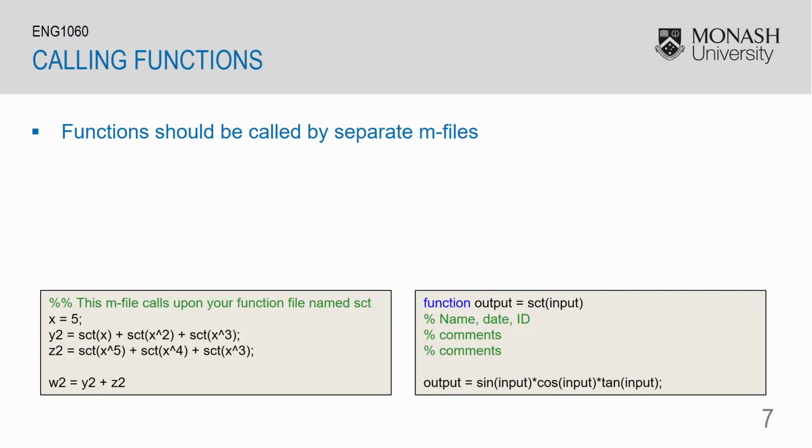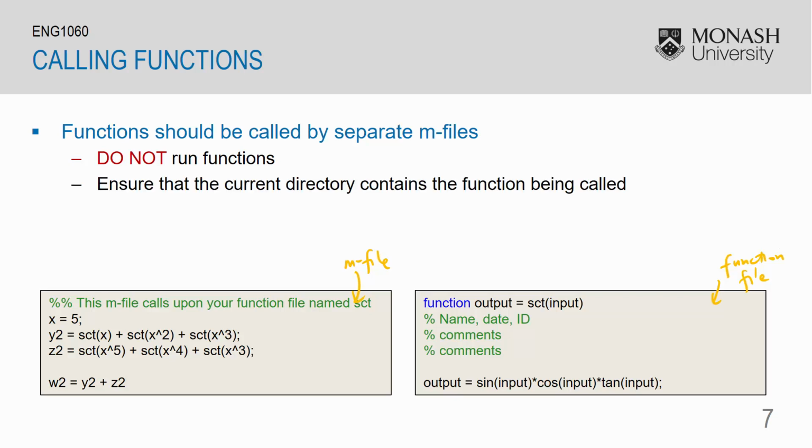Functions should be called by separate M files. So here on the right, we have the function file. And on the left, I have a separate M file. Do not run functions. This means we do not hit the run button on a function file. Instead, you run the M file which calls the function.